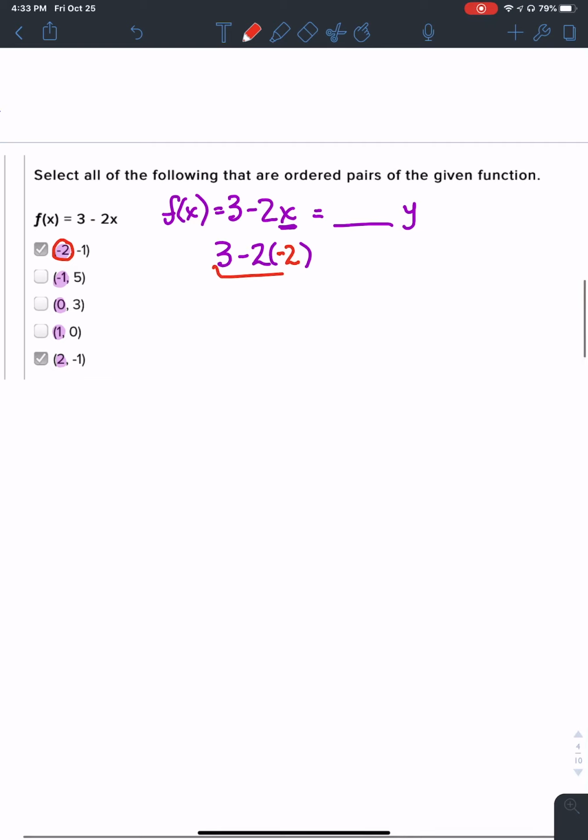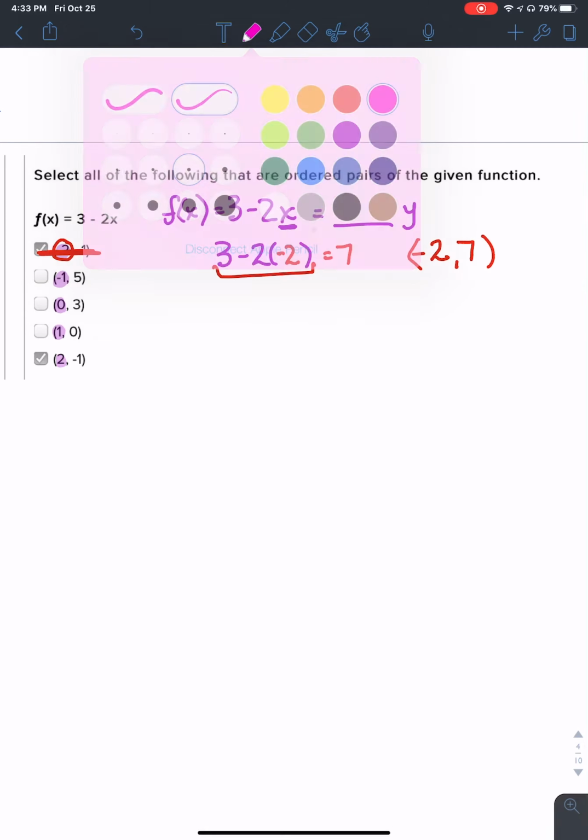So if I plug in -2 into my calculator, I'm going to get 7 out of it. So that gives me the point of -2 for x, and I get out 7 for y. Now that does not match this point because I had 1 as the y value. So we're going to plug them in one at a time and see what we get.